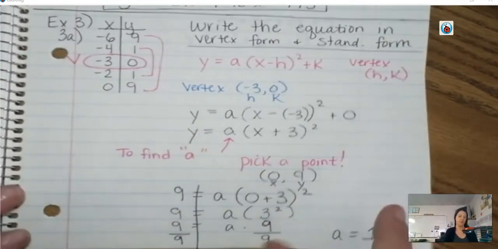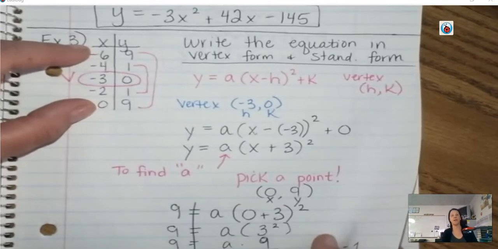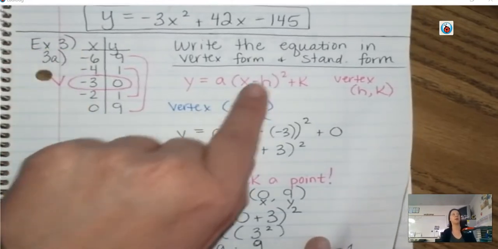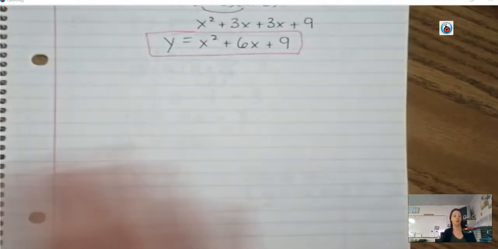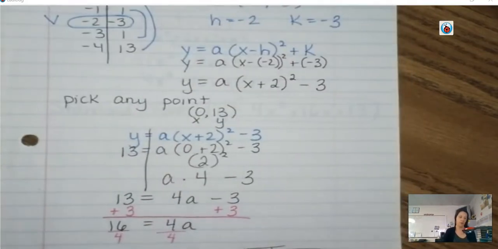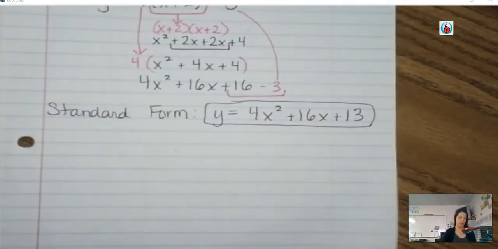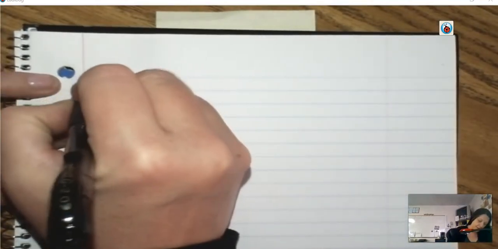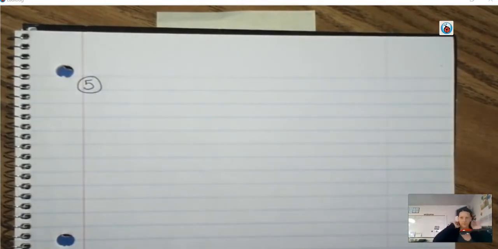And then we finished yesterday by, they gave us a table of values. We had to write the equation in vertex form and then also into standard form. Okay, so we did 2 examples. The next one we are going to do together just to remind you guys, since you haven't done it since yesterday. So this is really the on your own number 5, but we're going to do this one together.